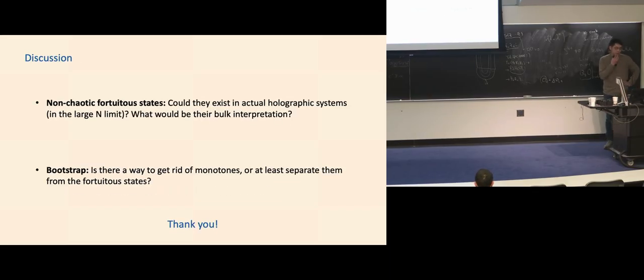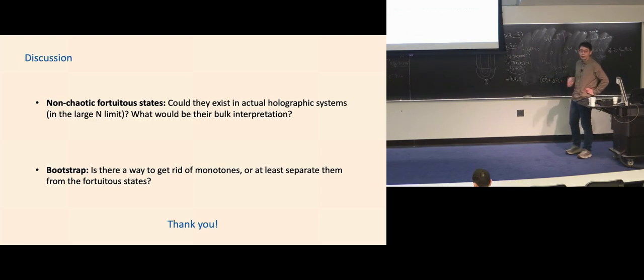Okay, so as promised, the organizer says we should end with some discussion questions. Here I listed 2 questions that I would like to know the answer to. One question that concerns me a little bit these days is the existence of non-chaotic fortuitous states. Now, my model is very stupid. It's non-chaotic even for the non-BPS states, so perhaps it's not a surprise that the fortuitous states are non-chaotic. But it raises the question: could there also exist non-chaotic fortuitous states even in actual holographic systems, let's say in the large N limit?